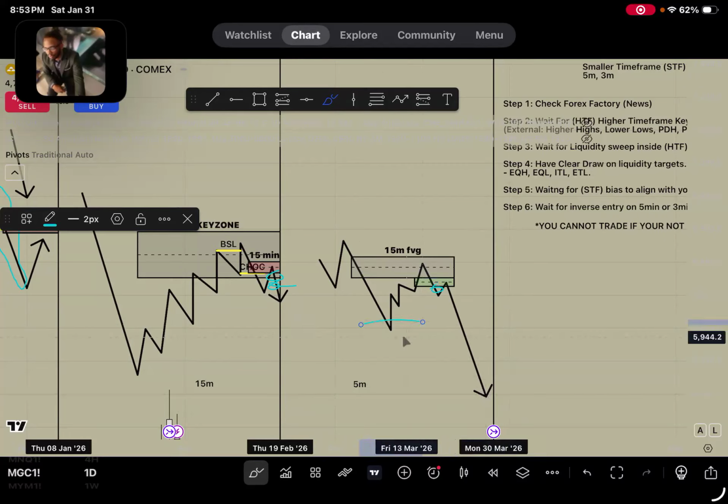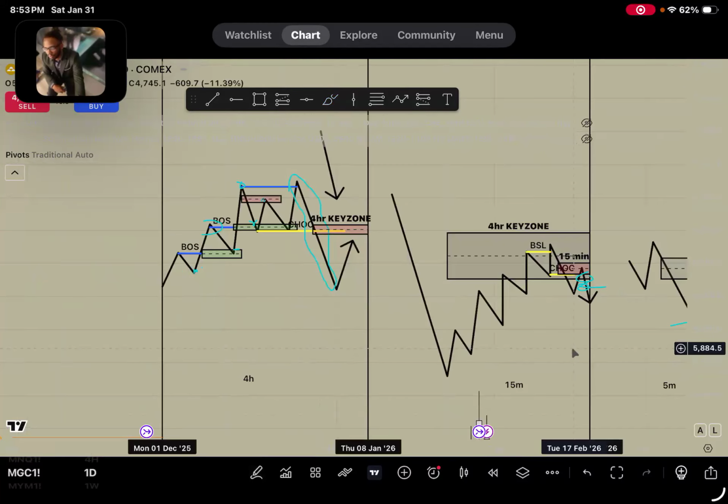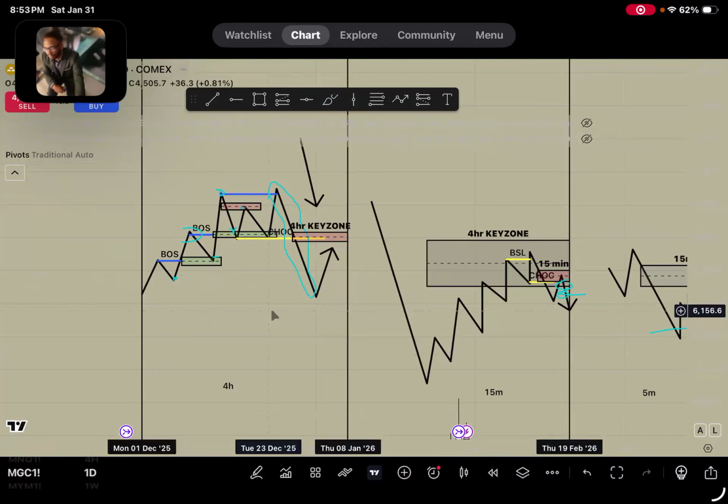No, no, look to your left. Keep in mind, look at the 15-minute time frame. Look at the 4-hour time frame. What is the 4-hour key zone? What is that key zone? A bearish or a bullish key zone? That's bullish. It's going down. Look again. You said that's bullish. Bullish means up. Bearish means down.